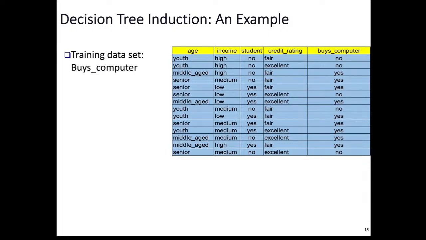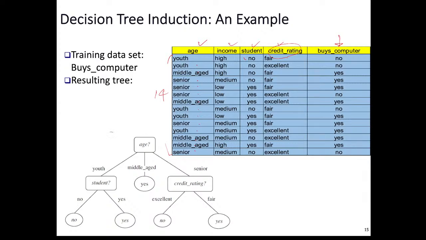Here, how many instances do I have? 1, 2, 3, 4, 5, 6, 7, 8, 9, 10, 11, 12, 13, 14. Okay, I have 14 training instances. And I have 4 features. And this is the target. So I want to predict whether a customer will buy a computer or not based on 4 features: the age, income, student, whether this is a student or not, and the credit rating. And I want to build a decision tree like this, or something like this, based on this training data.